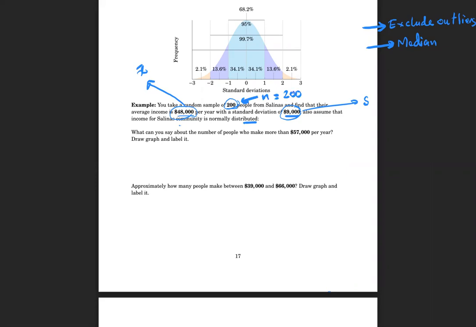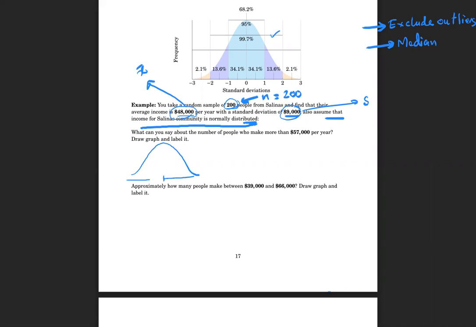So now, what can you say about the number of people who make more than $57,000 per year? Remember, assume that income from Salinas is normally distributed, meaning bell-shaped. To answer these questions, first thing you want to do is draw a bell-shaped curve and label things.